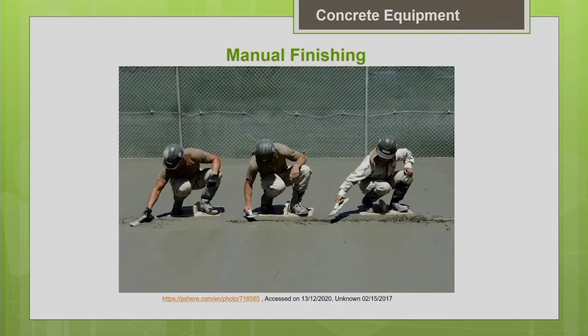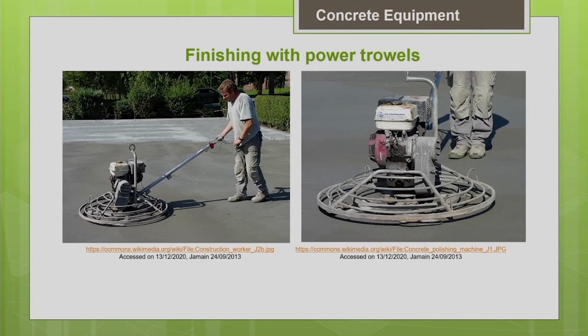This picture again shows how manual finishing is done with the simple tools you can see. There are also machines to do the finishing job. We call them power floats or power trowels. You can see here it looks like a spider, which is why it is also called a spider.